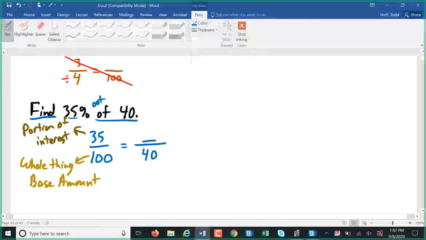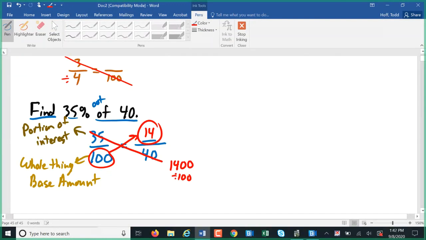And now, of course, our calculation is to cross multiply and divide. Remember, we multiply the two numbers that are diagonal to each other. So 35 and 40, which is 1,400. And then the number that is diagonal with the missing number, we divide by. So we divide by 100 to give us 14. So 14 is 35% of 40.